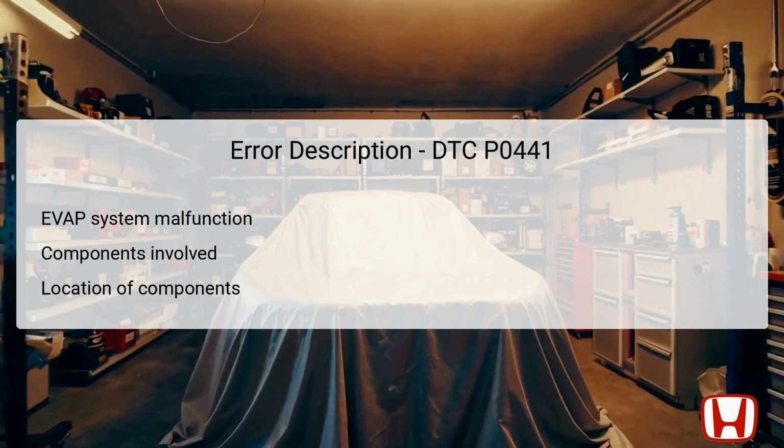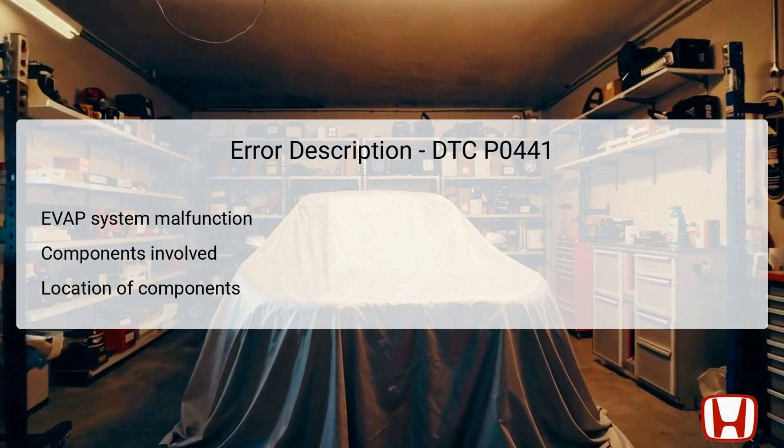The DTC P0441 signifies an error in the EVAP system, which is integral for trapping fuel vapors from the fuel tank. The affected components include the EVAP canister, the EVAP canister purge valve, and the purge line. The EVAP canister, typically situated in the rear of the vehicle near the fuel tank, stores fuel vapors until they can be purged into the engine.